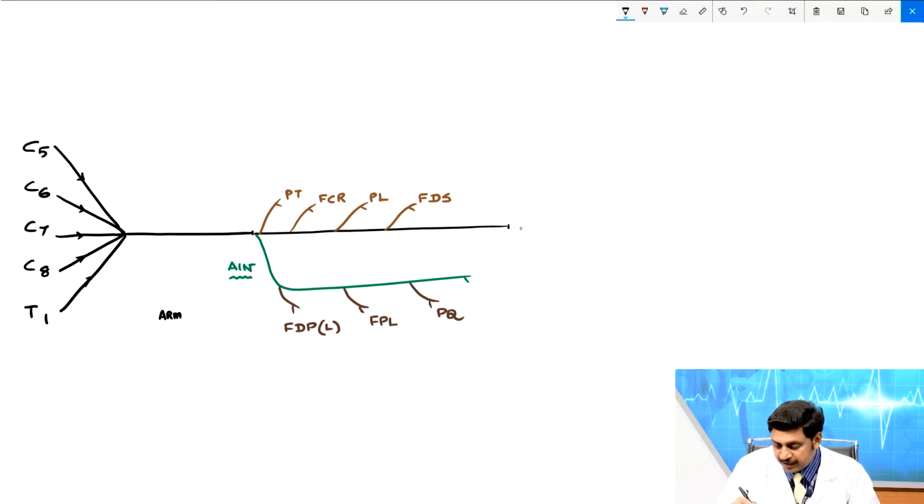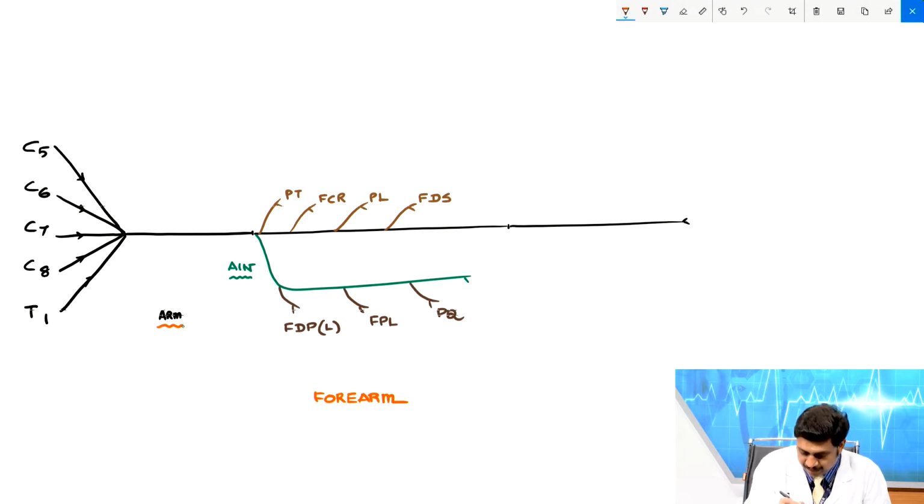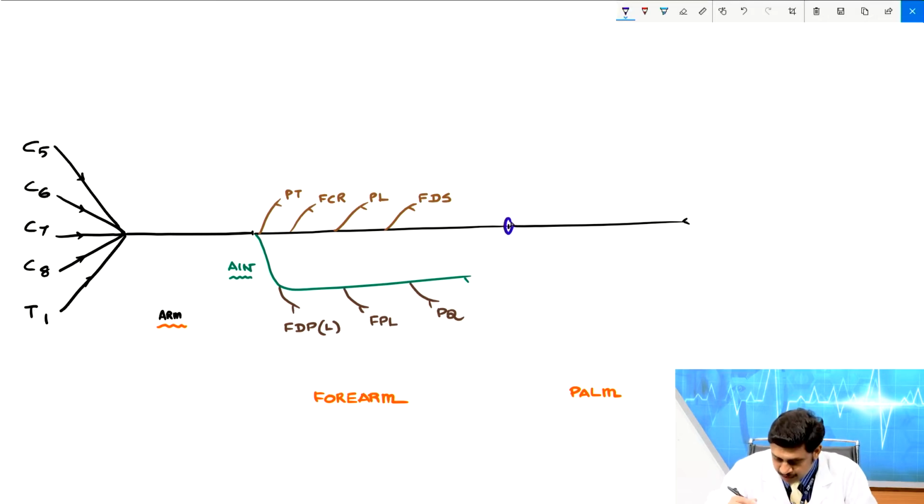Now, from there it is going to enter the palm. So, this will be the course in the forearm. Here is the arm which I told you already. Now, here is the palm. Now, I told you the nerve is passing through the tunnel. What tunnel I told you? Carpal tunnel, passing through the carpal tunnel. Now, what does it supply in the palm? It is very important.